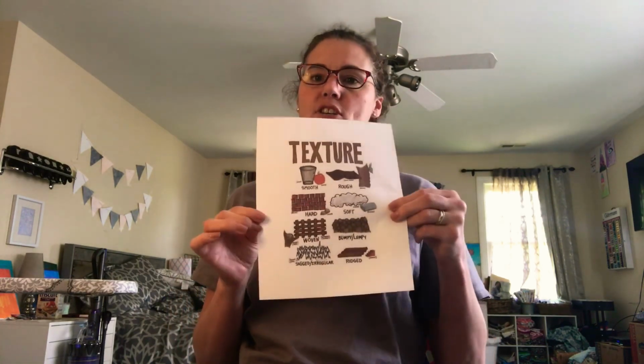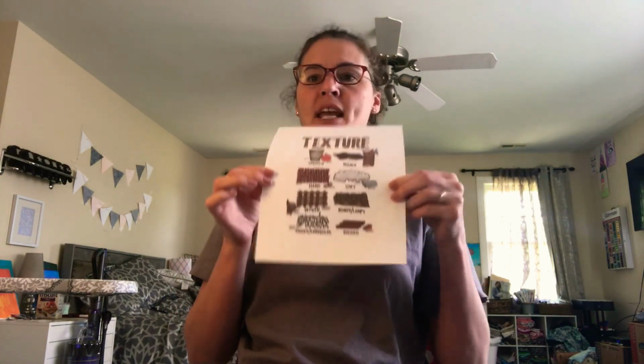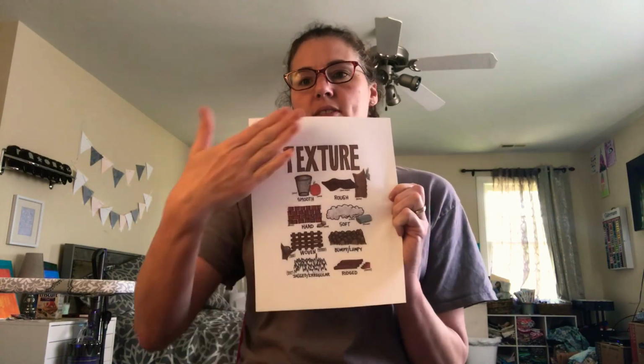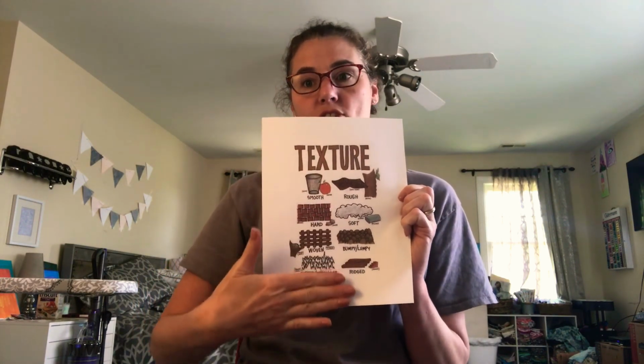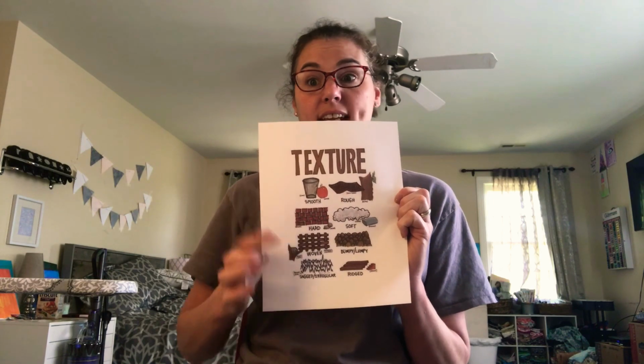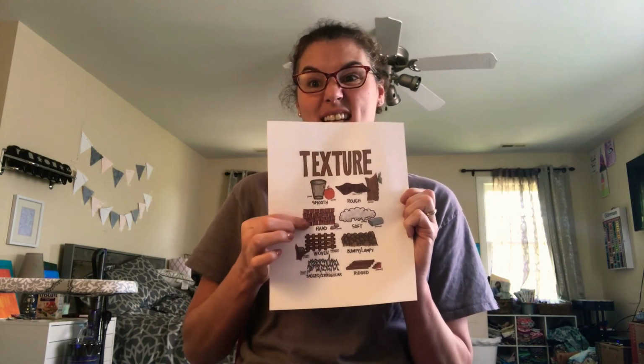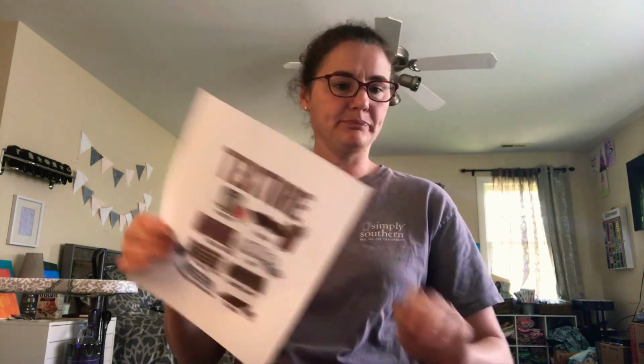Okay, that's texture. Texture is the way something actually feels. And visual texture is the way something looks like it feels. Like I can't touch this and feel that it's hard because it's just a picture.